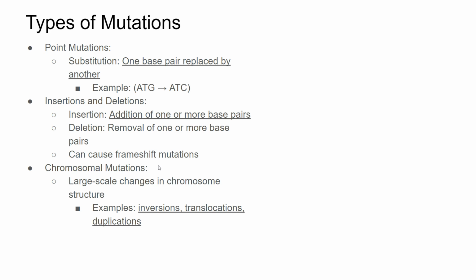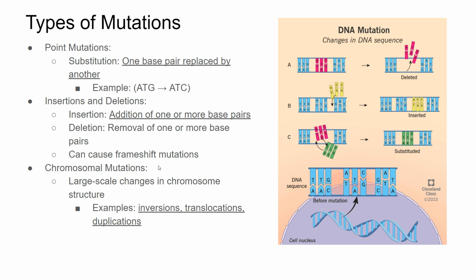Your chromosomal mutations are more of a large scale change in chromosomes and that chromosomal structure. And like we've seen before in the picture there in the chromosome 13, examples of that will be inversions, translocations, and duplications. So this is just a picture image of the 3 different types of mutations that we talked about previously. So that's deletion, insertion, and substitution. Looking at the cell nucleus where we would find DNA. This is the normal DNA sequence, and under these 3 occurrences, this is what you would see.